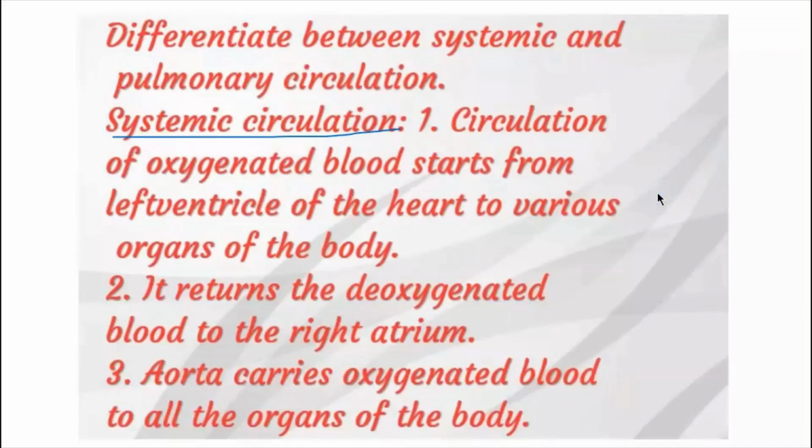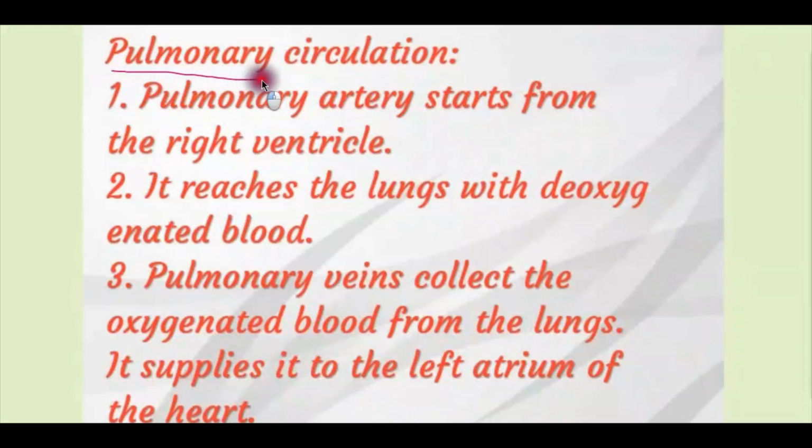Next we can see the pulmonary circulation. First point, pulmonary artery starts from the right ventricle. Second, it reaches the lungs with deoxygenated blood. Third point, pulmonary veins collect the oxygenated blood from the lungs. It supplies it to the left atrium of the heart. So 3 points: pulmonary artery starts from the right ventricle, it reaches the lungs with the deoxygenated blood, and pulmonary veins collect the oxygenated blood from the lungs and supply it to the left atrium of the heart.